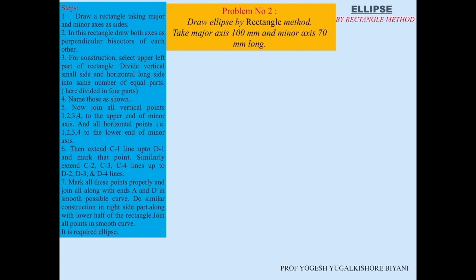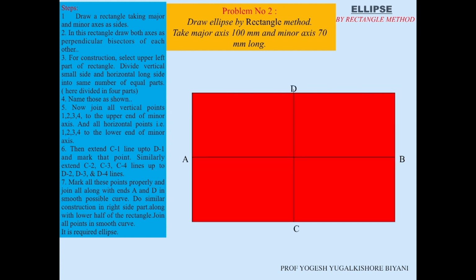Now we will draw the ellipse by the second method, that is the rectangular method. The dimensions are the same as taken in the previous method. We'll take the major axis as 100 mm and minor axis as 70 mm long. Say we have to draw an ellipse by rectangular method by taking 100 mm as the major axis and 70 mm as the minor axis. We'll draw a rectangle.